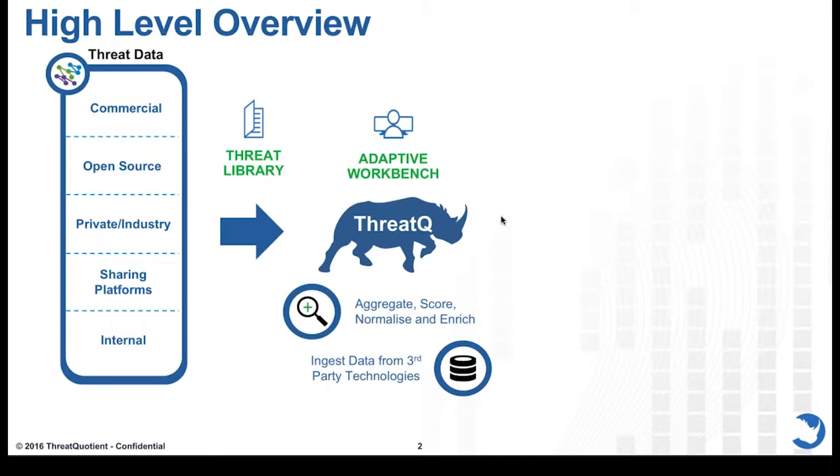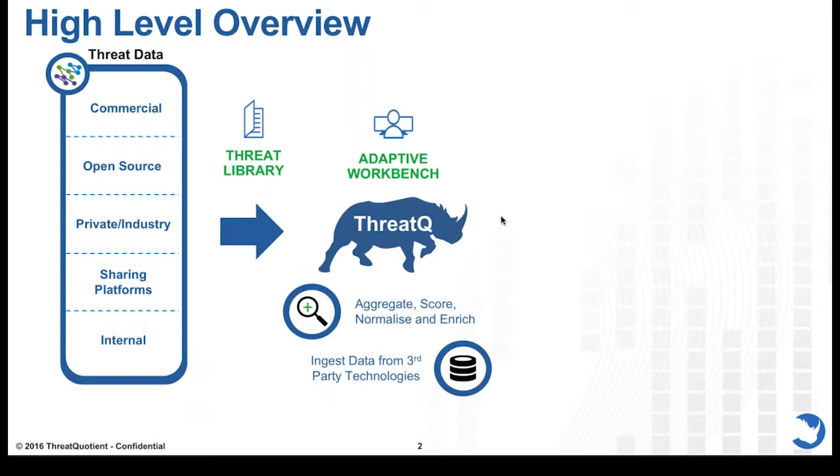So once we bring threat intelligence data into the platform, and incidentally that can be either structured or unstructured data, we then aggregate, score, normalize, and enrich. And the way we do that is we bring it into our adaptive workbench. Now, the adaptive workbench has the threat library, which is a single intricate data model that models things like indicators, events, adversaries, signatures, and files, and builds relationships between those component pieces.